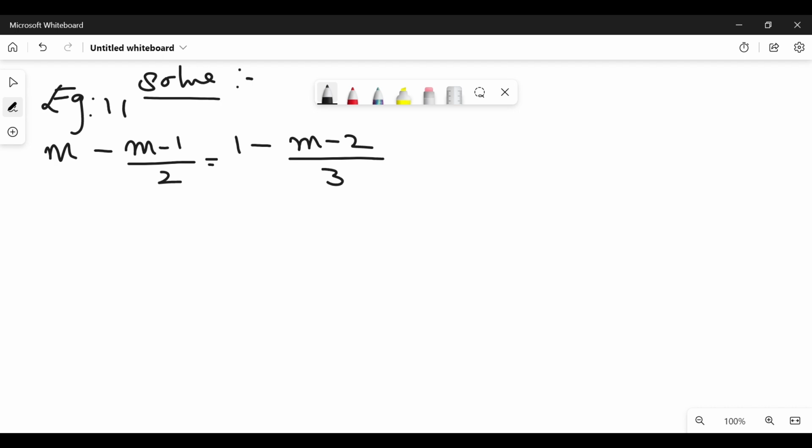Now in this question, what we are going to do first is simplify. The first thing we are going to do is simplify the part. That is, I am going to do the LCM and I am going to collect all the m terms on the left hand side. So for that, first of all I am going to do the LCM from here.